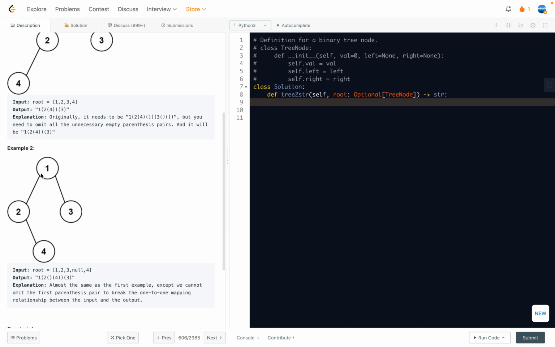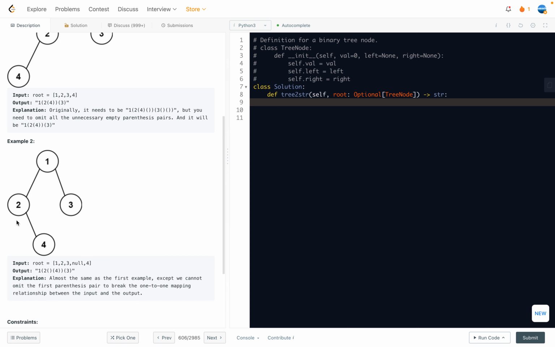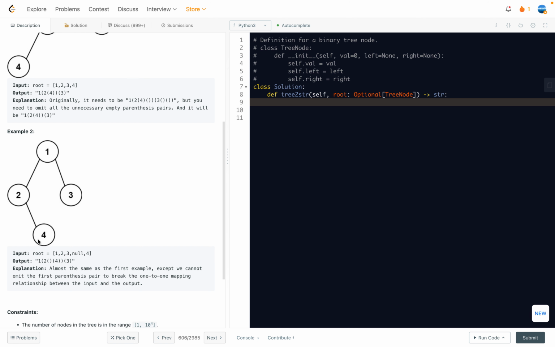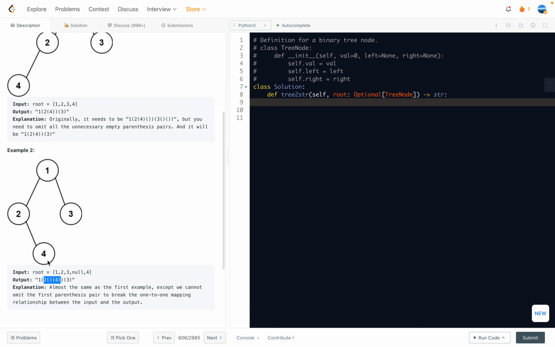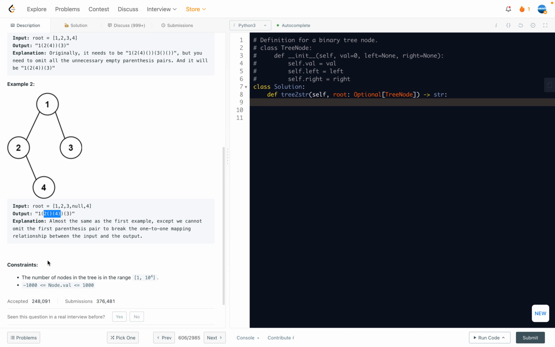If you look at example 2, these two trees are actually not the same. Here the subtree rooted at 2 does not have a left subtree, but it does have a right subtree. If you look at the representation, you get 2, and then you include the empty parentheses, which indicate that 4 is a right subtree. This is an important point we're going to emphasize in the coding. If we can realize this point, then writing the code would be rather straightforward.